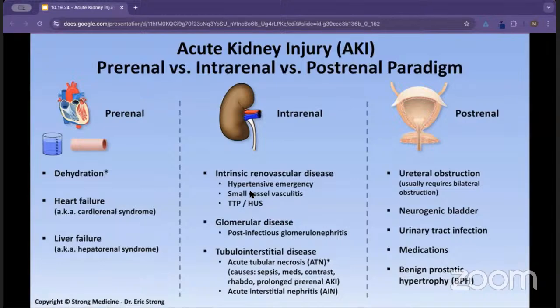And then intrarenal AKI is usually due to direct kidney damage, with impaired reabsorption, a dilute urine, and typical findings such as granular casts or muddy brown casts. That's usually the buzzword there.